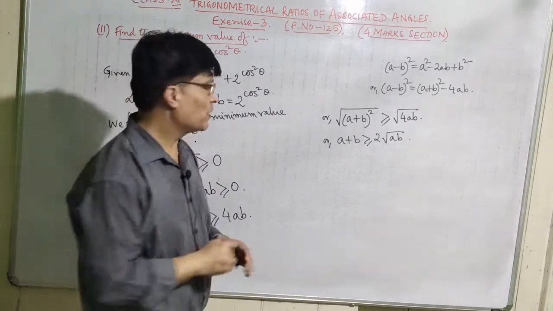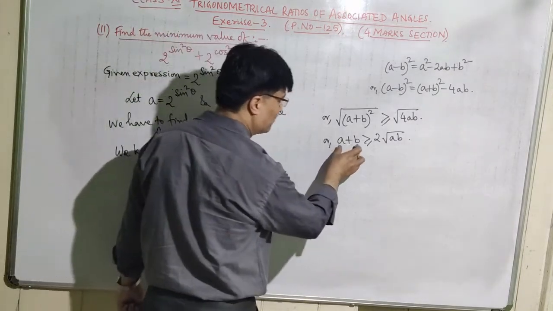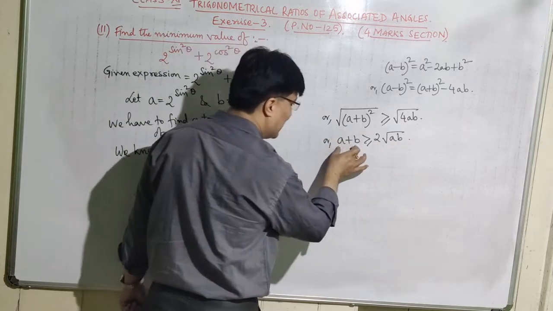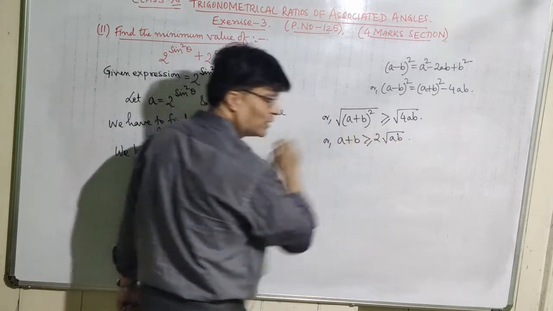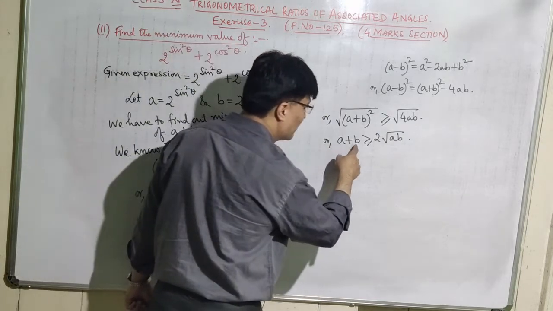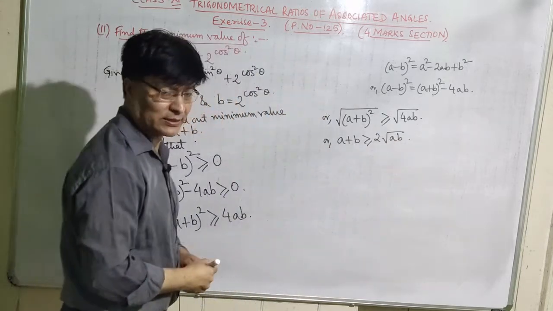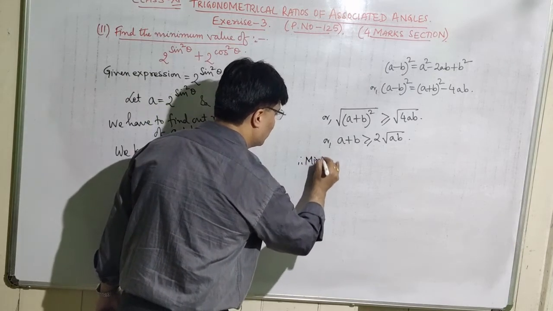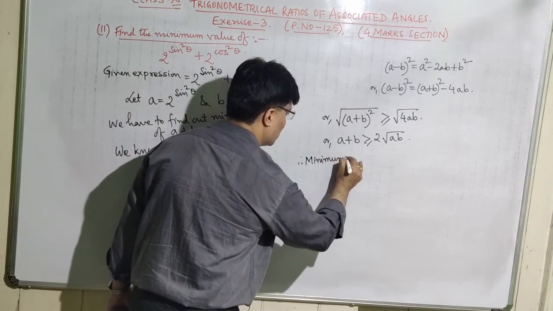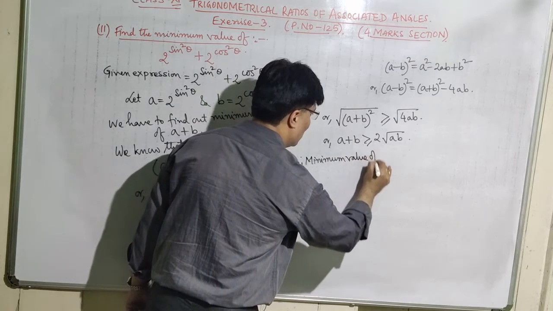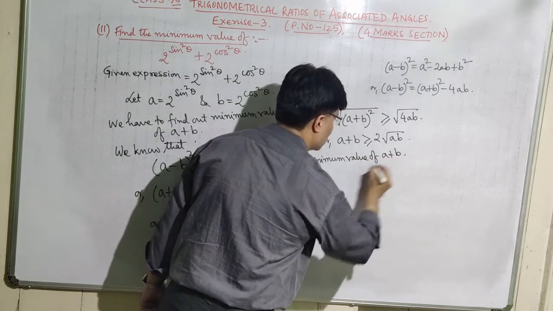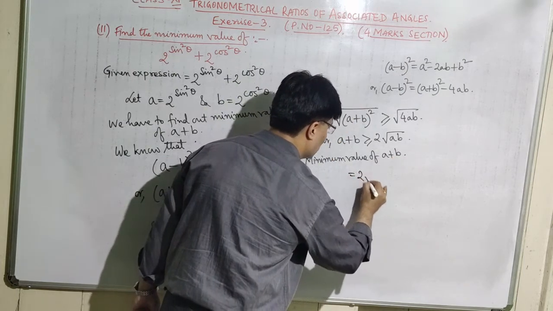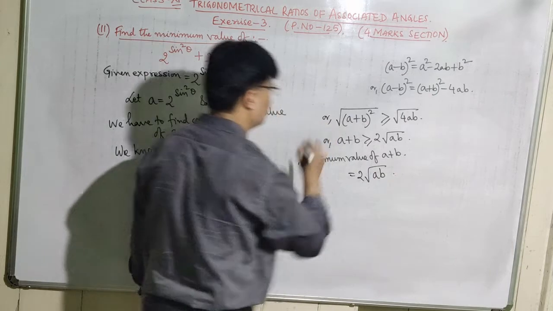Is that understood? It means that either a plus b is greater than twice root over ab, or a plus b is equal to twice root over ab. That means what is the minimum value of a plus b? It is 2 root over ab, isn't it? So here we can write, therefore, the minimum value of a plus b is equal to 2 root over ab.